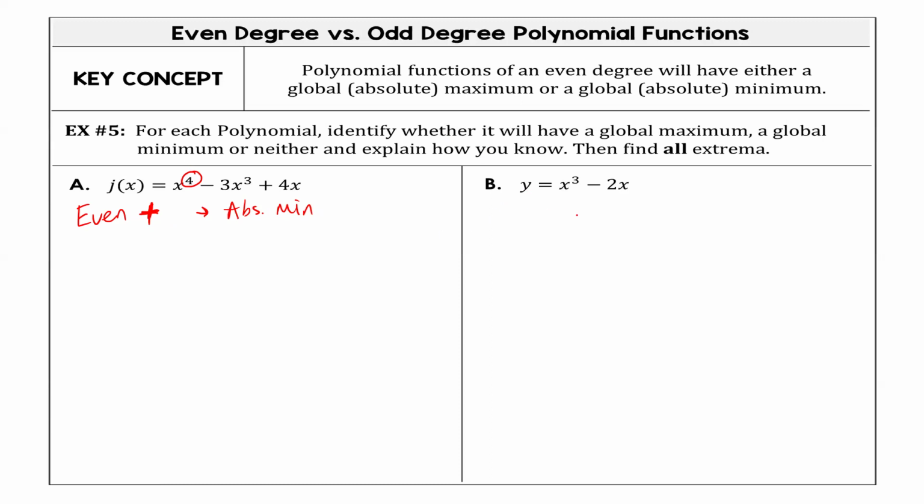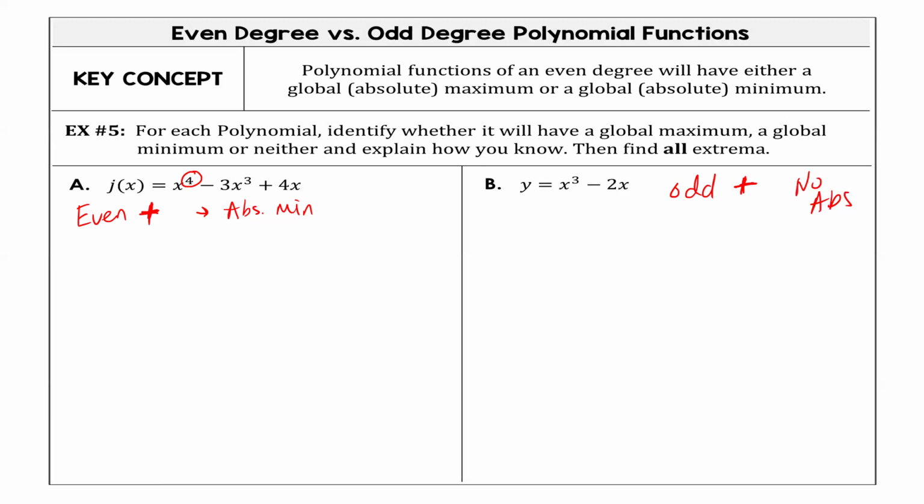Looking at B, I'm a what? What if I'm an odd and I am positive? Because I'm an odd, will I have any absolutes? No, because what are we doing? Staying alive, going different directions, right? So therefore, there are no absolutes. Make sense?